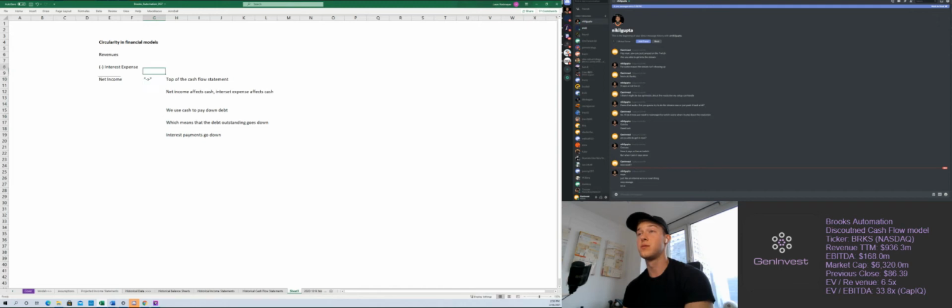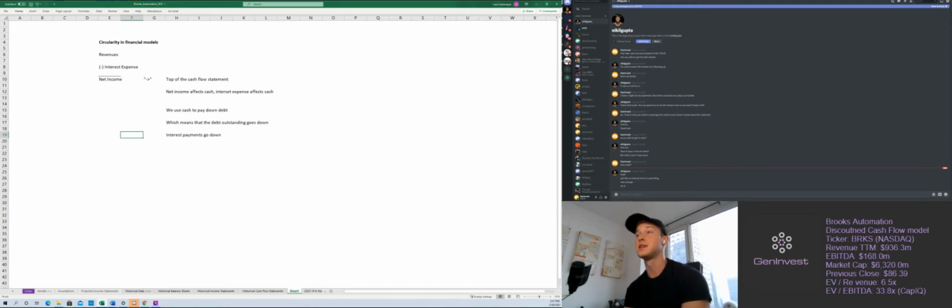But then we just had interest payments up here on the income statement, which affects net income, which then affects cash, which then affects debt payment, which then affects interest. So this is the circularity that you have in financial modeling with three statement models. And so the way we get around circularity is to have Excel do something called iterative calculation.